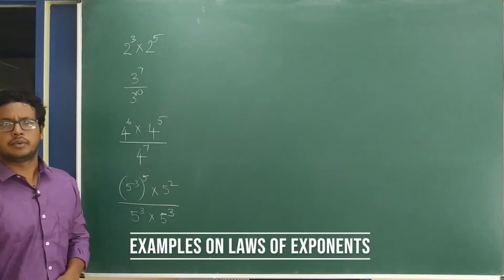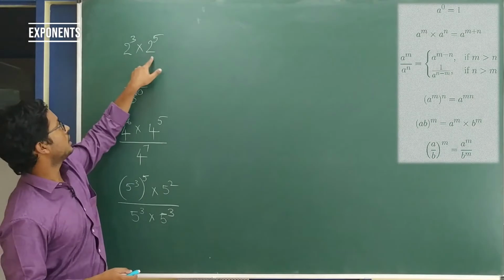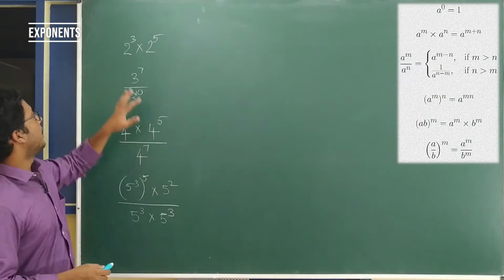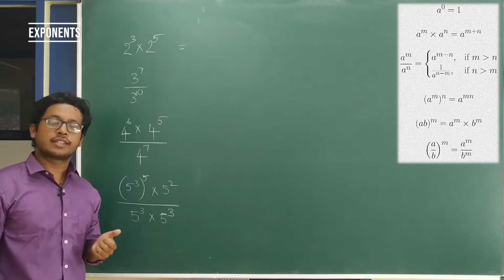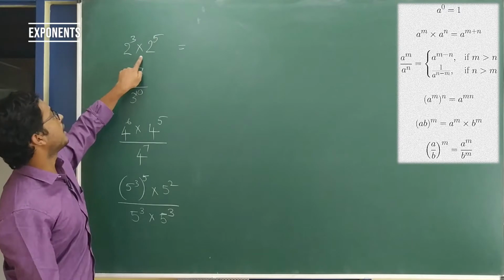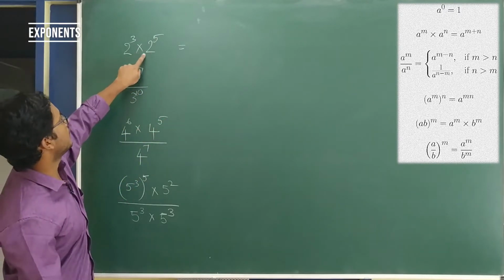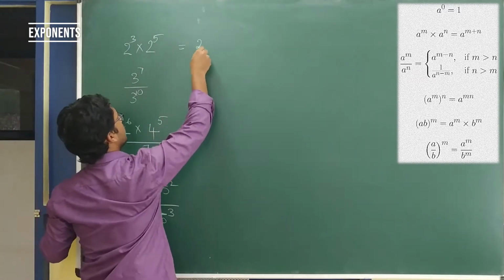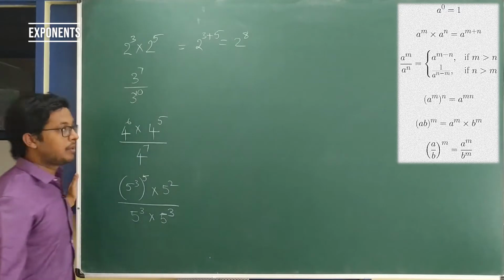In this video, we'll try to solve simple problems. So let's take this one, 2 raised to 3 into 2 raised to 5. What happens here? This is very simple, the very first law, which is a raised to m into a raised to n. Here bases are same, powers are different, and the exponents are multiplied. So if the exponents are multiplied, then you add the powers. So it will be 2 raised to 3 plus 5, which will be 2 raised to 8.